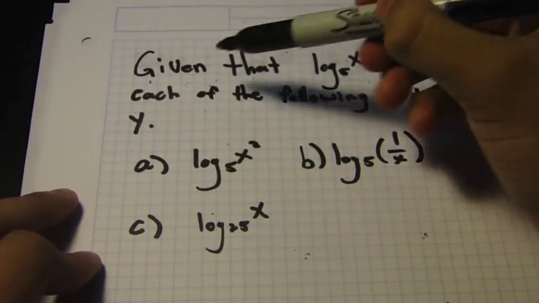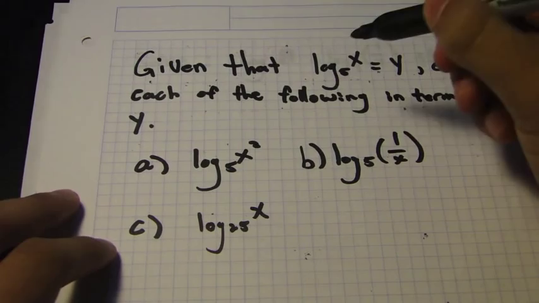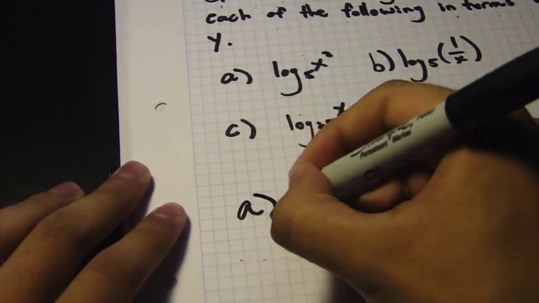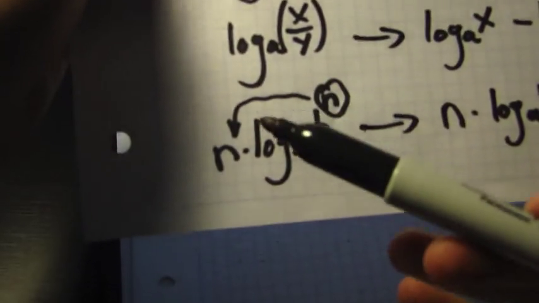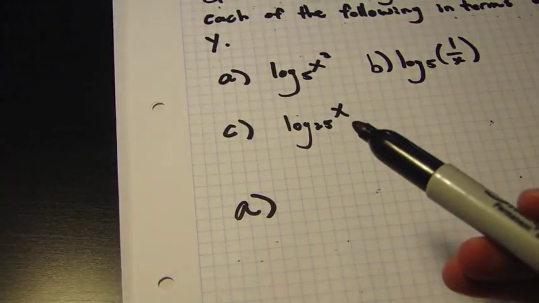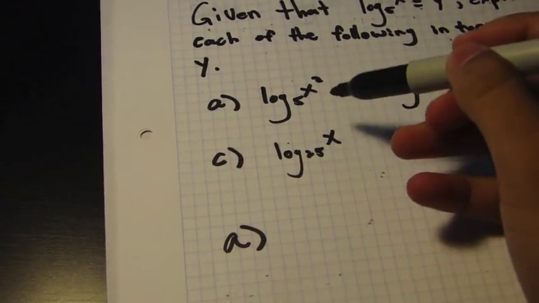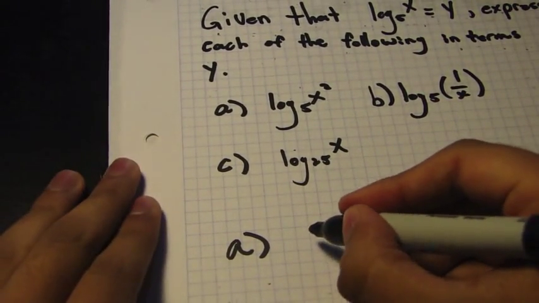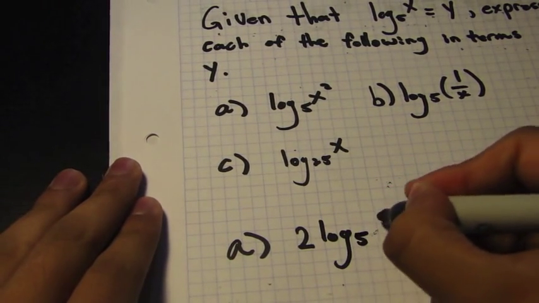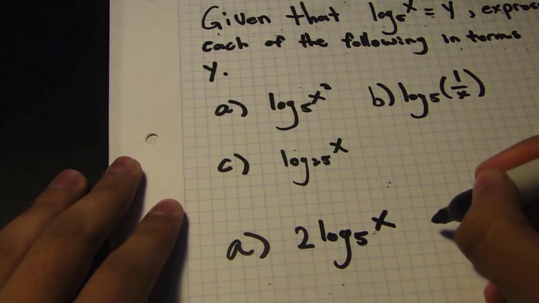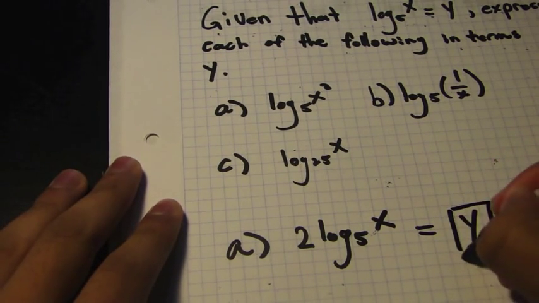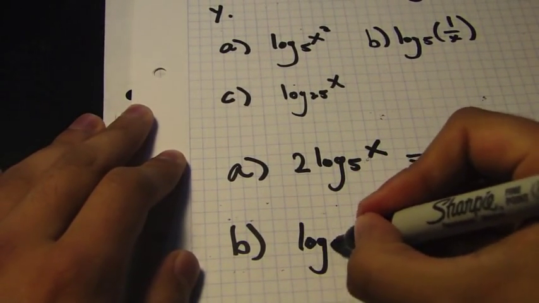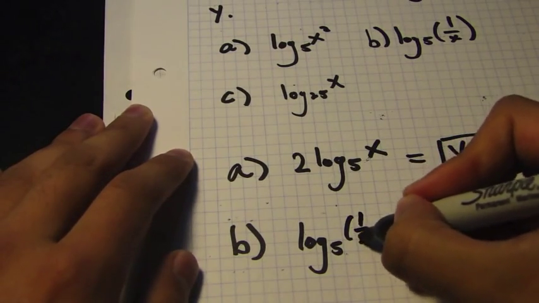Yeah, except now it's just given that log base 5 x equals y, express each of the following in terms of y, okay? So let's just do A here. Once again, I'm going to be using this rule here for part A, which is log base 5 x squared. So this can just be written as 2 log base 5 x, which then equals y. That's it. Pretty easy. Part B is log base 5 of 1 over x.